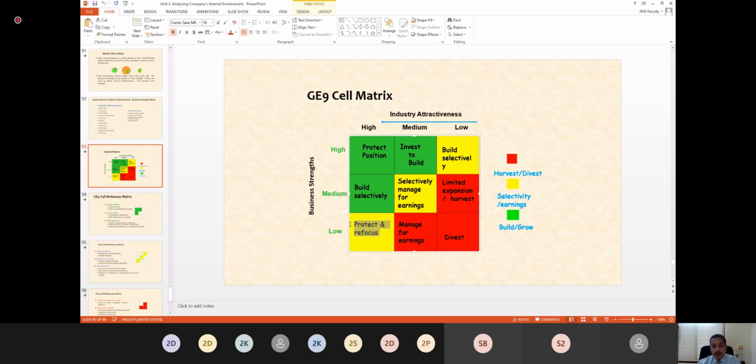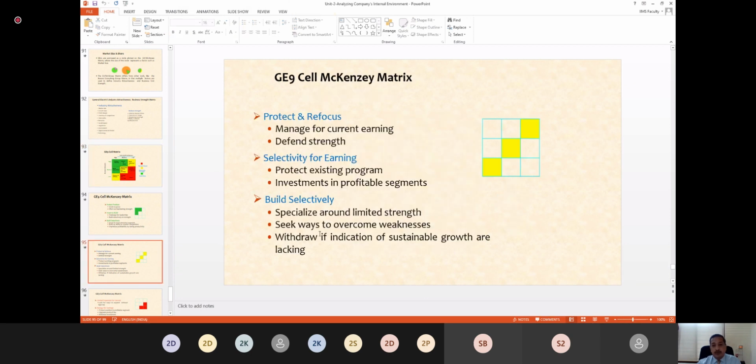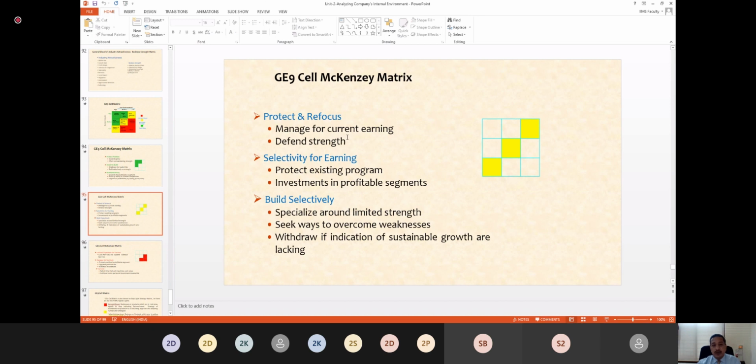Therefore, in this category, protect and refocus, you have to manage for current earnings and defend the strength. We have to see how we enhance our strengths, what can be done to increase the capacity of a particular business unit so it can be utilized to take the benefit of many opportunities, as the industry is very attractive for those kinds of business.